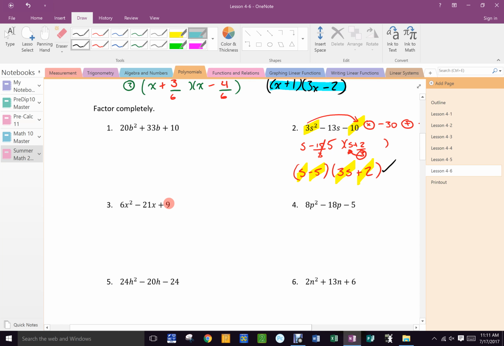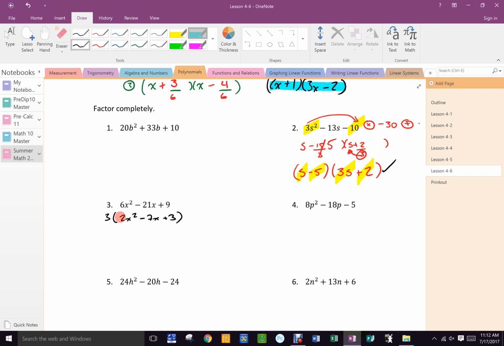What don't I like there? I don't like 6, right? So I'm going to try to get rid of it. What should I always try first? GCF. Is there a GCF of 6, 21, and 9? What is it? 3. So I better get rid of that GCF first. 3, and that's going to leave me with 2x squared minus 7x plus 3, correct? Now, is there any way I can get rid of that 2 with a GCF? No. So now I've got to start factoring.